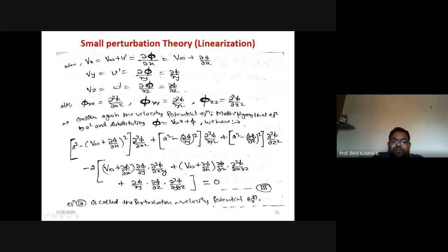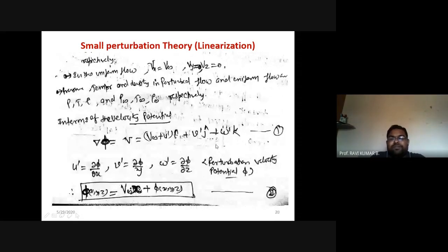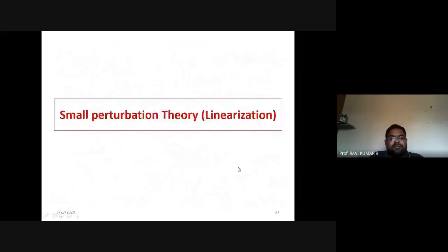So ∂²φ/∂x², and φ_yy for this case, ∂²φ/∂y², and φ_zz for this case, ∂²φ/∂z². Now I know φ_x, φ_y, φ_z. I know V_x, V_y, V_z, right? So I can substitute all these values in that first equation which was here.